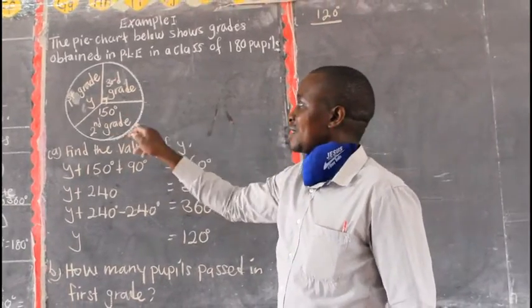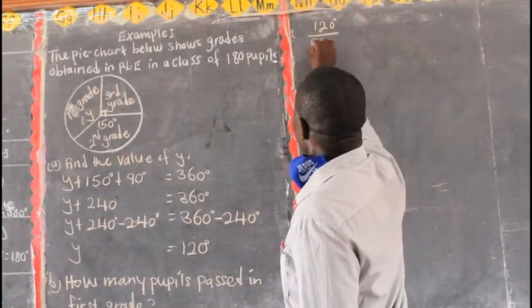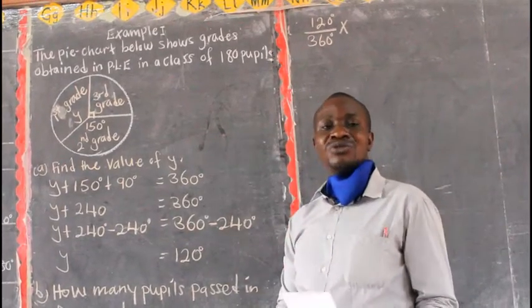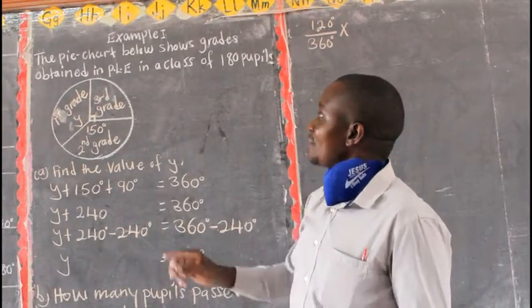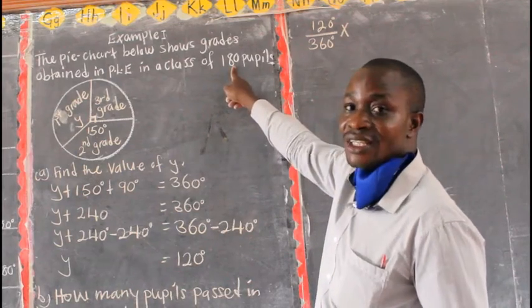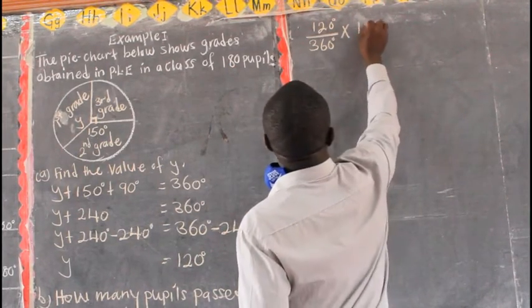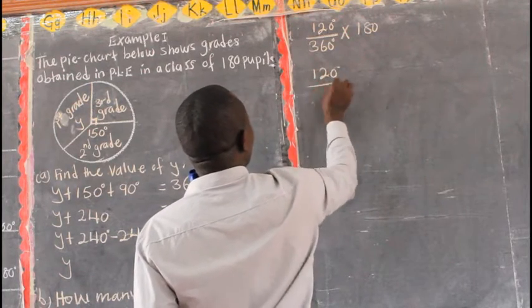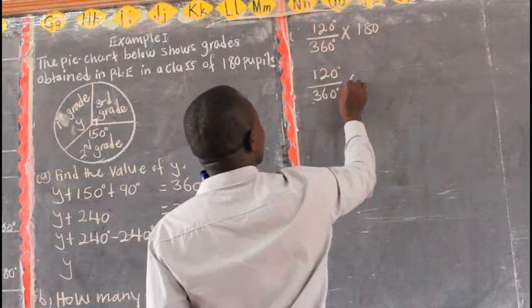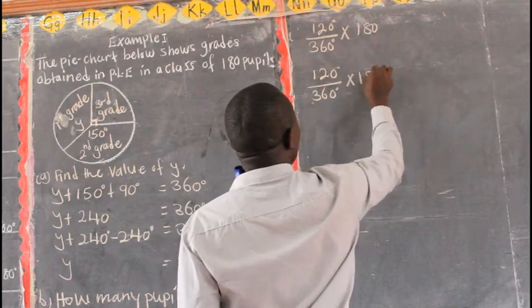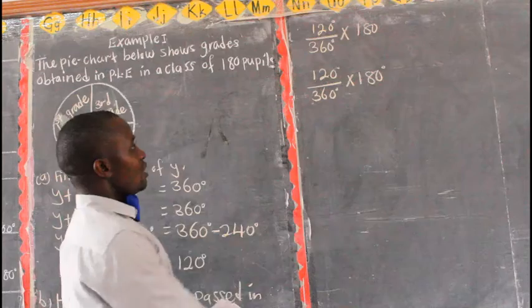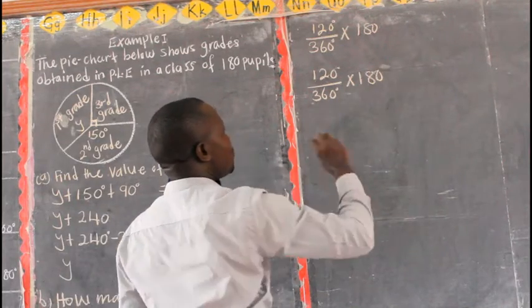We can make up a pie chart, which is 360 degrees, times the number of children who sat for paper A, which is 180 pupils. So it is now 120 out of 360 times 180. So here we are going to divide. So this is 180 pupils.